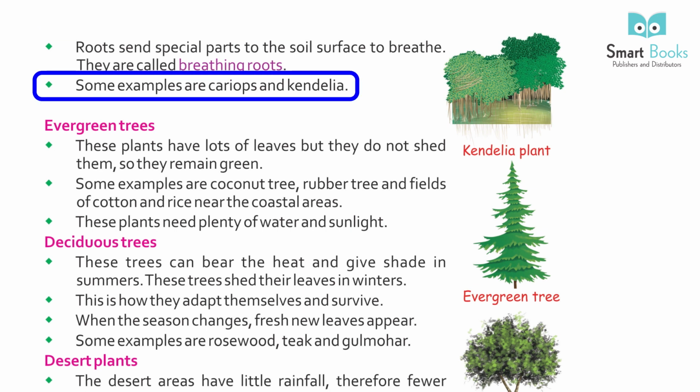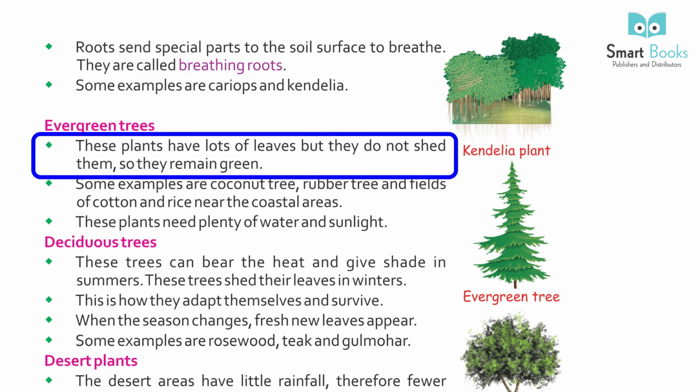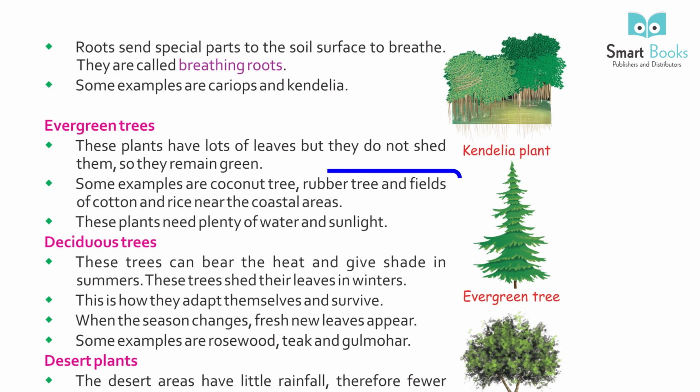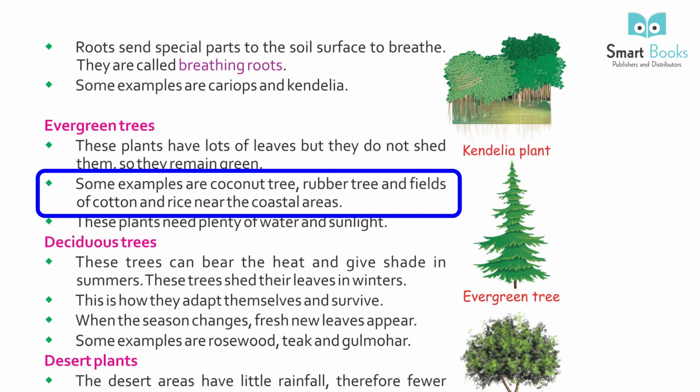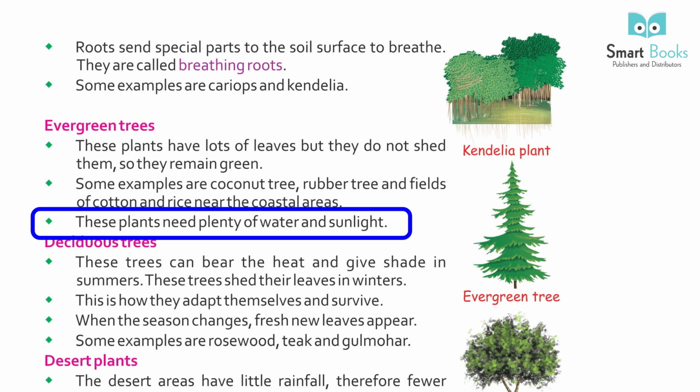Some examples are eucalyptus and candela. Evergreen trees. These plants have lots of leaves but they do not shed them, so they remain green. Some examples are coconut tree, rubber tree, and fields of cotton and rice near the coastal areas. These plants need plenty of water and sunlight.